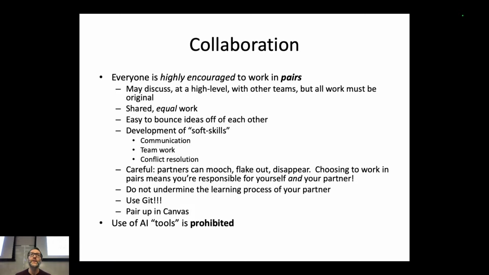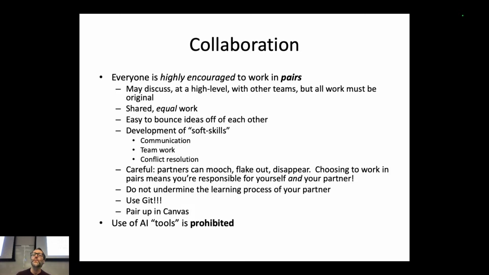Be careful, because as I said, partners can mooch. They can flake out. They can disappear. Usually there's about a 15 to 20% drop rate in this course. Not as bad as like a Computer Science 1 course, but it's still a reality. Choosing to work in a pair means that you are taking responsibility for yourself and your partner at that point. Because if your partner was supposed to do something and they never did it and you were waiting on that, well, first of all, that shouldn't happen. You should be working equitably, but don't wait at the last minute. Dissolve that partnership and move on.